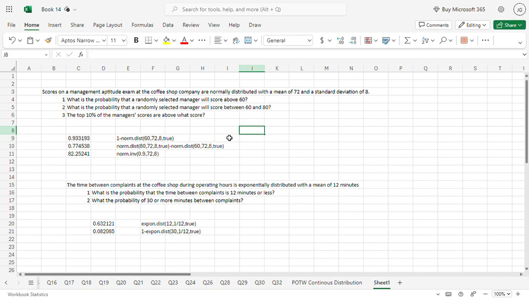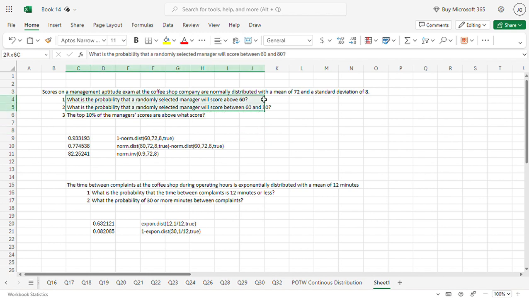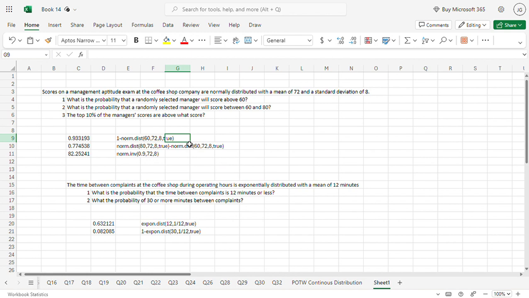Next we have: what is the probability that a randomly selected manager will score between 60 and 80? Well, with between, we're finding the difference between two values. So for this, we're going to do norm.dist of 80, 72, 8, true, minus norm.dist of 60, 72, 8, true. Subtract the two, and we get 0.774538.